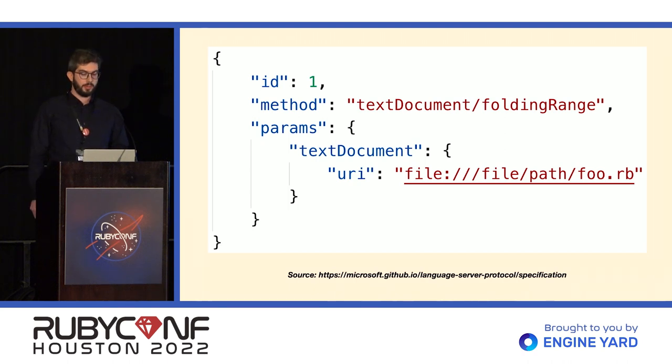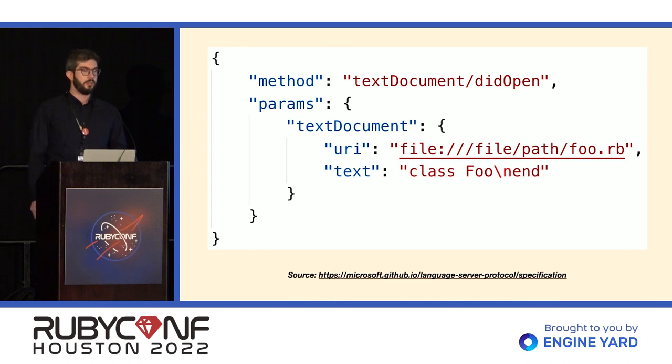Another form of communication available to LSPs are notifications, and the only difference between a request and a notification is that the notification doesn't have an ID because it doesn't expect a response back. So this is the editor notifying the server that something has happened, or vice versa, the server notifying the editor, but there's no response involved. So in this particular example, textDocument/didOpen is a notification sent from the editor to the server when a file has been opened in the UI, and the parameters are the URI of that document and the current content of the document.